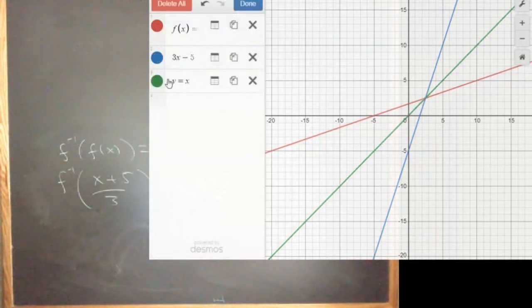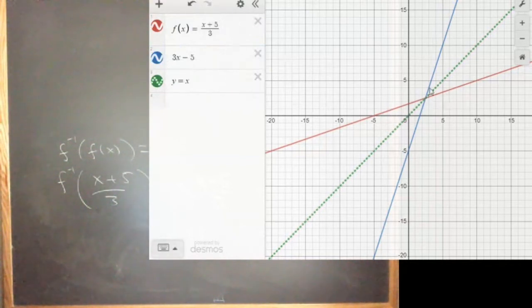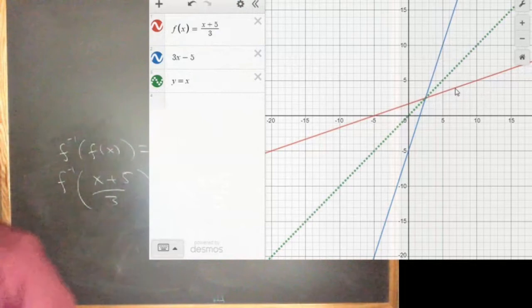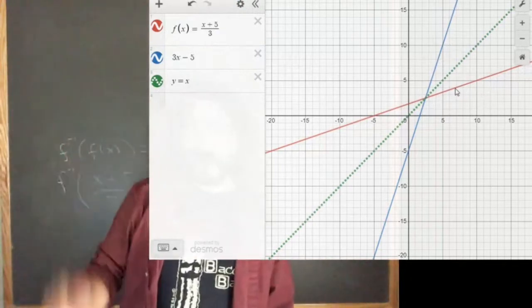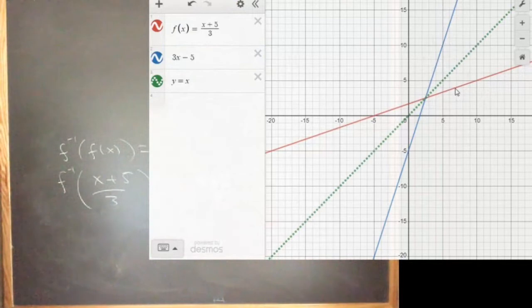And let me just go ahead and change y equals x to a dotted line so you can see what we're reflecting along. So every single point here in blue gets reflected over here to a point in red and vice versa, right? So if we're symmetric around that line y equals x for a reflection around that line, then that's exactly what the inverse means, okay?